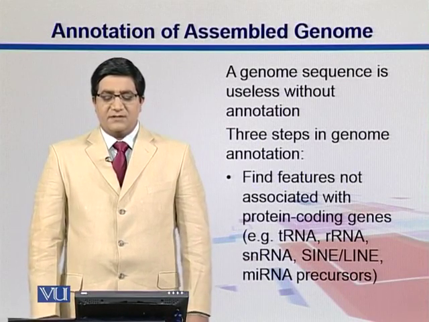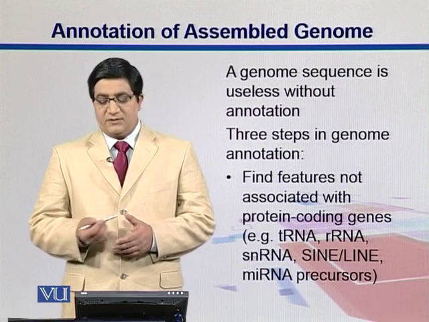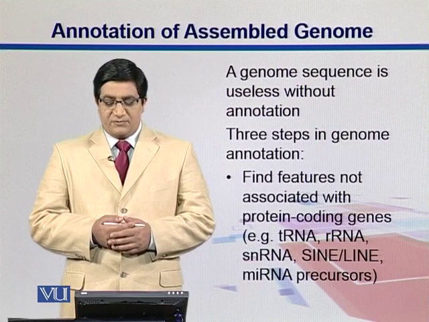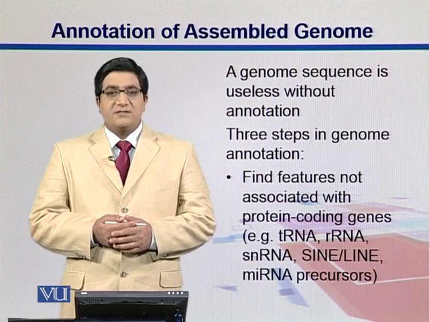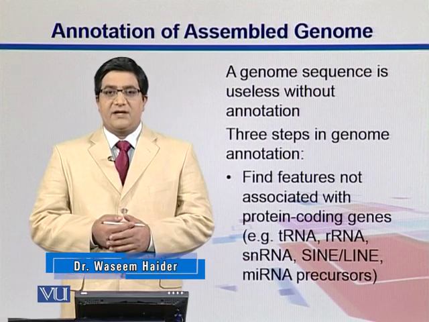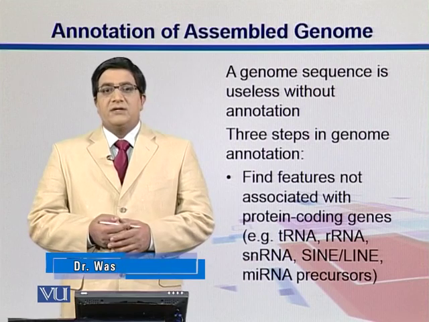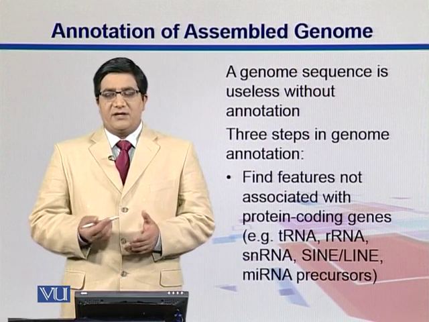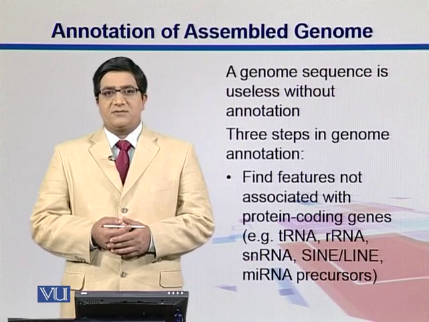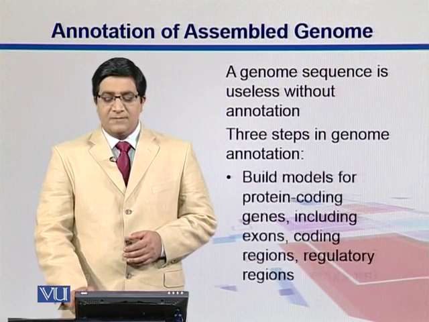A genome sequence is useless without annotations. When we do genome annotation, there are three major steps. Number one, we try to find features which are not associated with protein coding genes. For example, we are looking for transfer RNAs, ribosomal RNAs, small nuclear RNAs, which we call snRNAs, SINEs, LINEs, and microRNA precursors. These are the features which are not associated with protein coding genes.